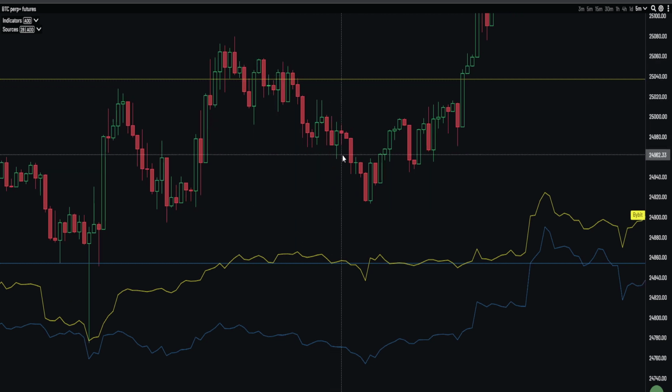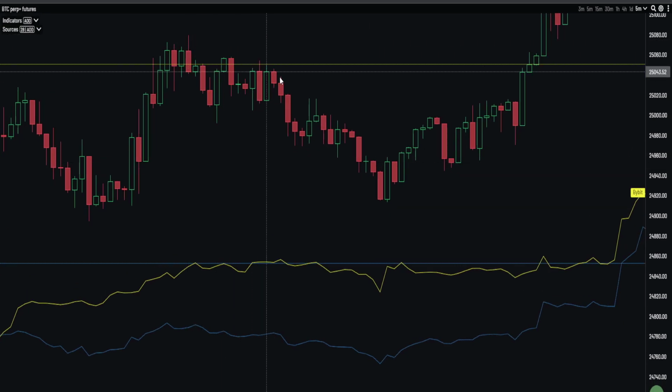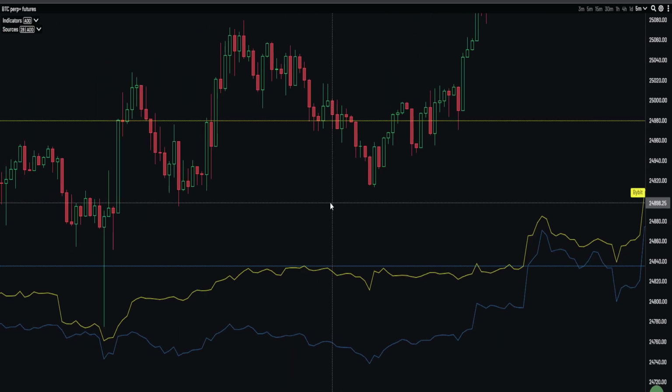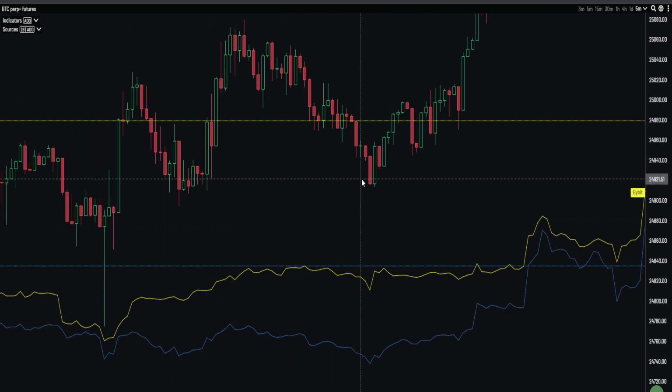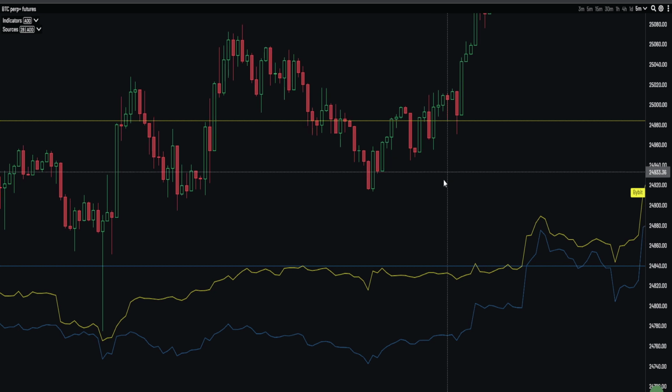Price starts to come to the downside, creates bearish divergences doing so on the yellow line. So on the yellow line over here, price making lower highs, higher highs on the CVD. But then on the blue line, it is creating bullish divergences on the CVD. Lower low on the CVD, higher low on price. That is a bullish CVD.